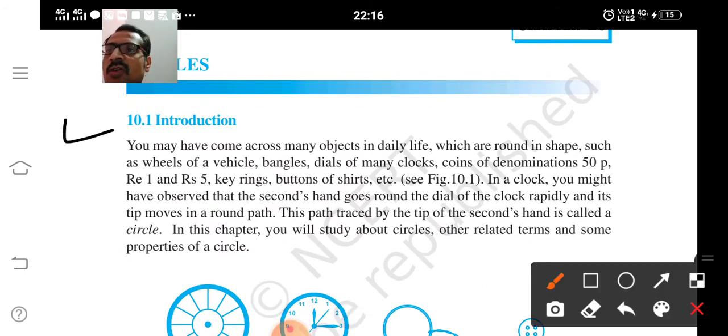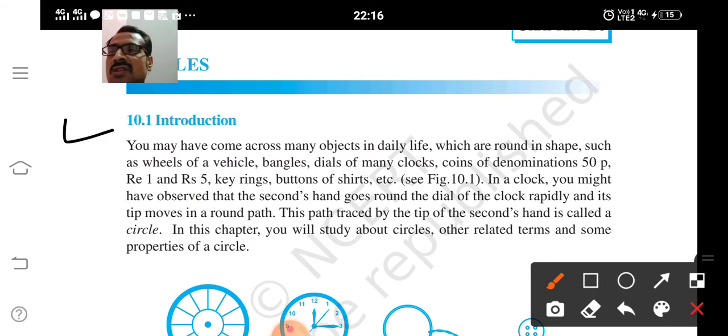Introduction. You may have come across many objects in daily life which are round in shape, such as the wheel of a vehicle, bangles, dials of many clocks, coins of denomination 50 paisa, rupees 1 and rupees 5, key rings, buttons of shirts, etc. In a clock, you might have observed that the second hand goes round in the dial of the clock rapidly and its tip moves in a round path. This path, traced by the tip of the second hand, is called a circle. In this chapter, you will study about circles, other related terms, and some properties of a circle.